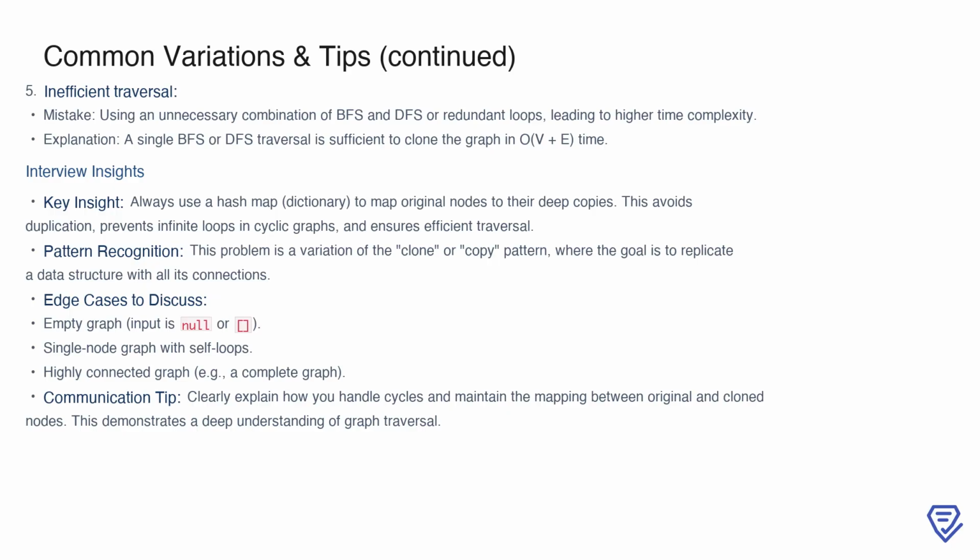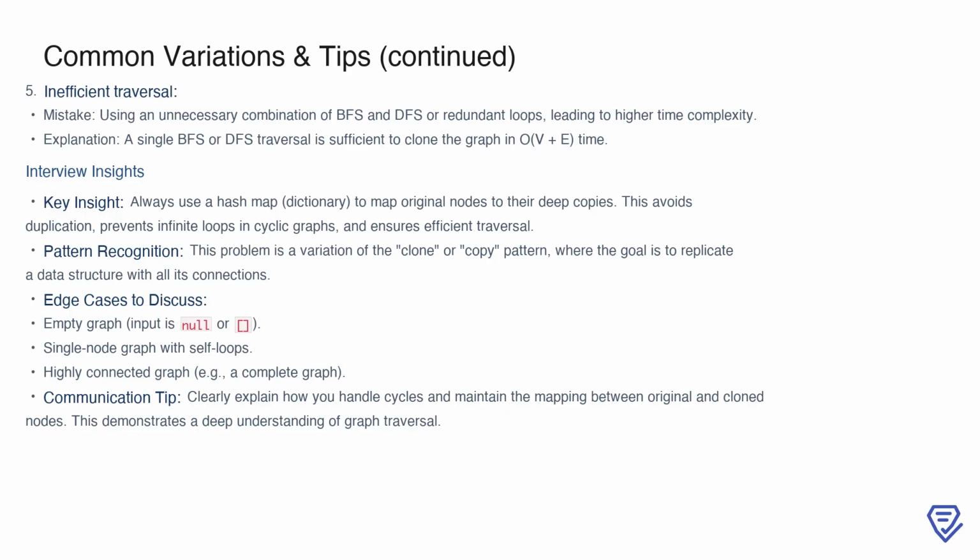A key insight for solving this problem is to use a hash map to map original nodes to their deep copies. This prevents node duplication, avoids infinite loops in cyclic graphs, and ensures an efficient traversal. It's also helpful to recognize this problem as part of the broader clone or copy pattern, where the goal is to replicate a data structure along with all its connections.